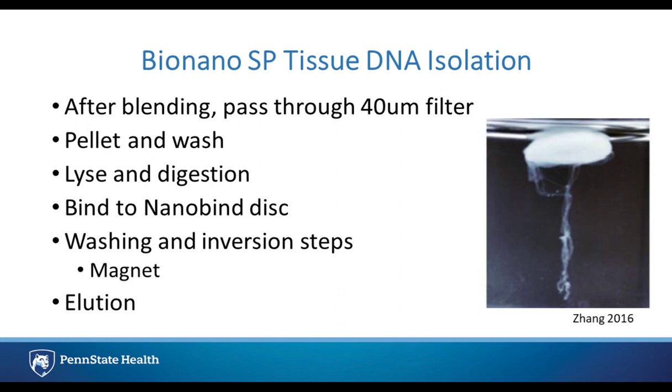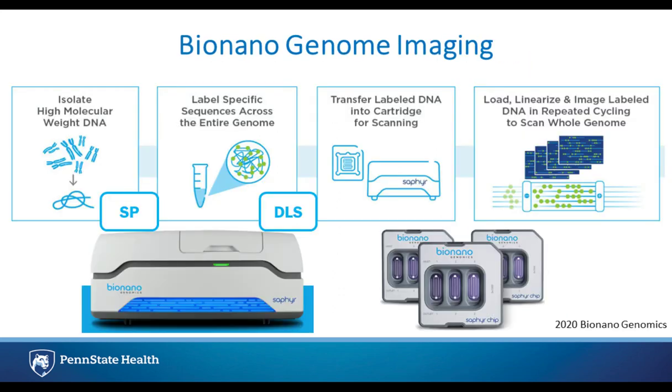After the blending process, the sample is passed through a 40 micrometer filter, pelleted, washed, followed by a lysis and proteinase K digestion, and then you add the Nanobind disk, which binds the DNA. You can see in the image to the right how the DNA appears. It's kind of this wispy, cotton-like substance that falls from the disk, and there are numerous inversion steps in order to improve binding of the DNA to the disk, including many washing steps as well. And then after elution, you're done, and the process is pretty simple overall.